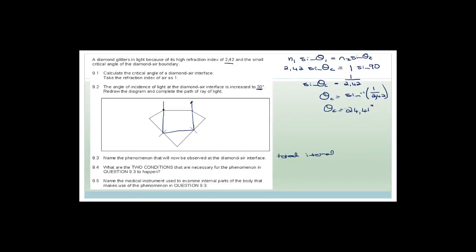internal reflection. It says what two conditions are necessary for this phenomena. One is that the light is moving from a more optically dense medium. Remember, we spoke about this dense medium, to a lower one. And what's the other one?